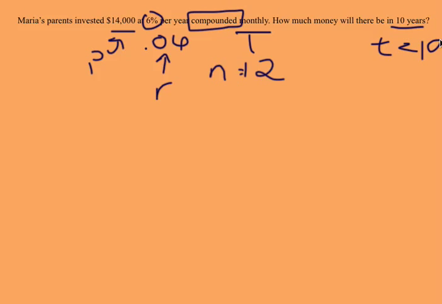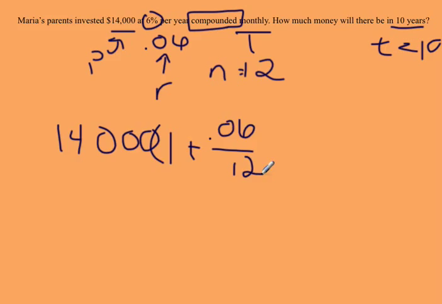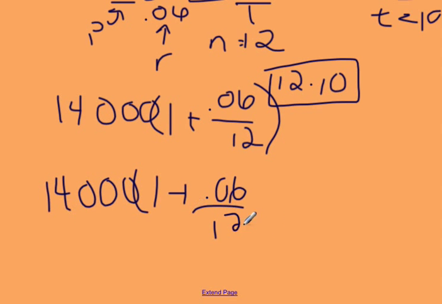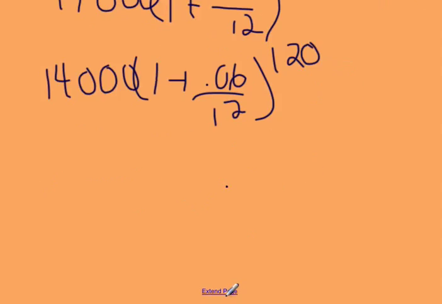So let's go ahead and plug that into the compound interest formula. So I have 14,000 times 1 plus my rate, which is 0.06, divided by my number of times per year, raised to the number of times per year times the number of years. So when you're going through and calculating this out, you need to take the extra step of multiplying out the exponents. So when you do this, you end up getting an exponent of 120. So now you can go ahead and plug that into your calculator.